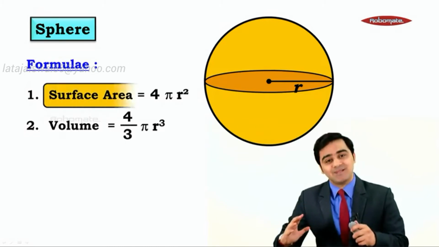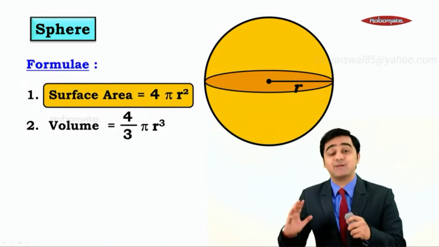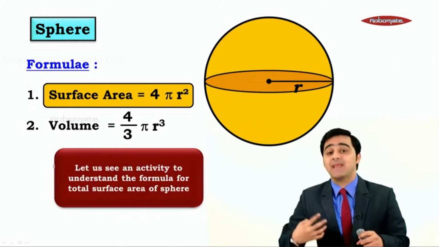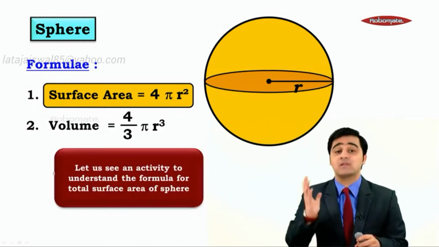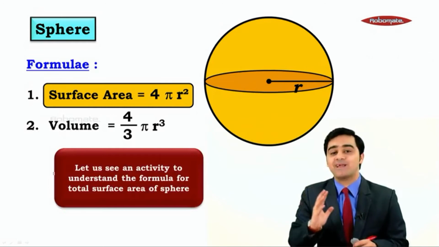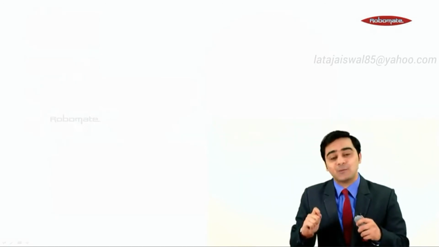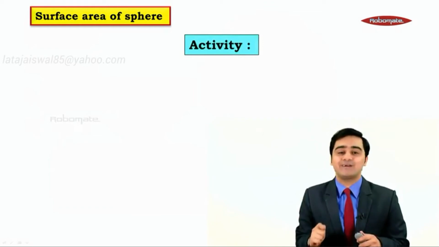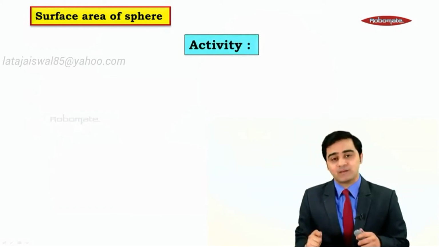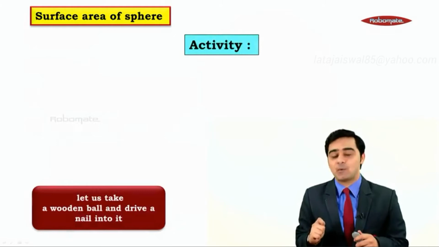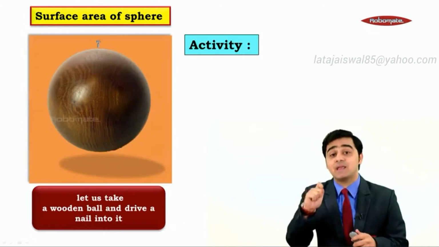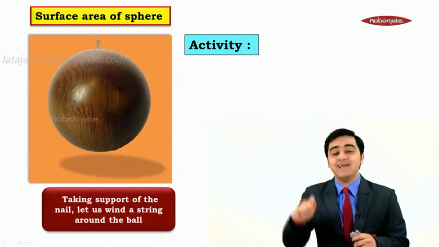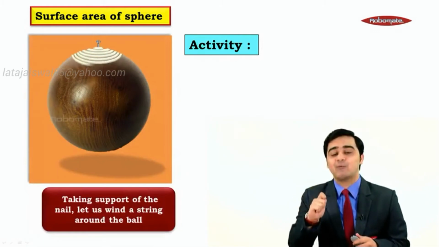Now we know that the total surface area of a sphere is 4 pi r square. Let us see an activity which will make us understand why the total surface area of the sphere is 4 pi r square. So now we are going to consider an activity related to the total surface area of a sphere. What we are supposed to do is, first we will take a wooden ball and we will drive a nail into it.